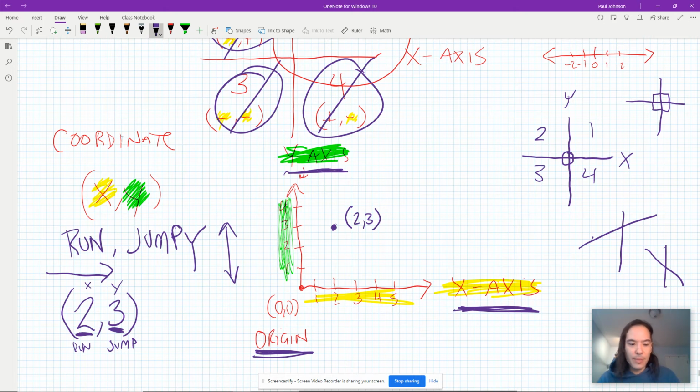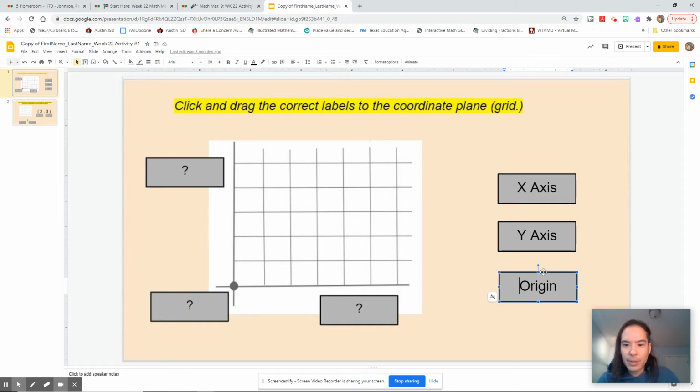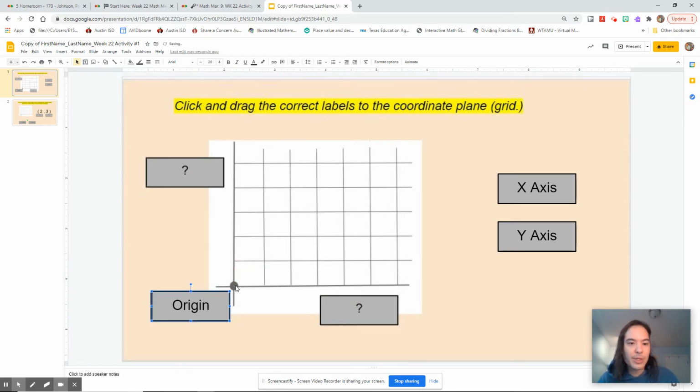Okay, so let's go back to our graph. So it looks like we need to label x-axis, y-axis, and origin. Remember, the origin is where everything begins. So every time we begin, we got to start at the origin, which is right there. 0, 0. It's the beginning. It's the middle of the graph. I'm saying middle because we're only looking at that one section.